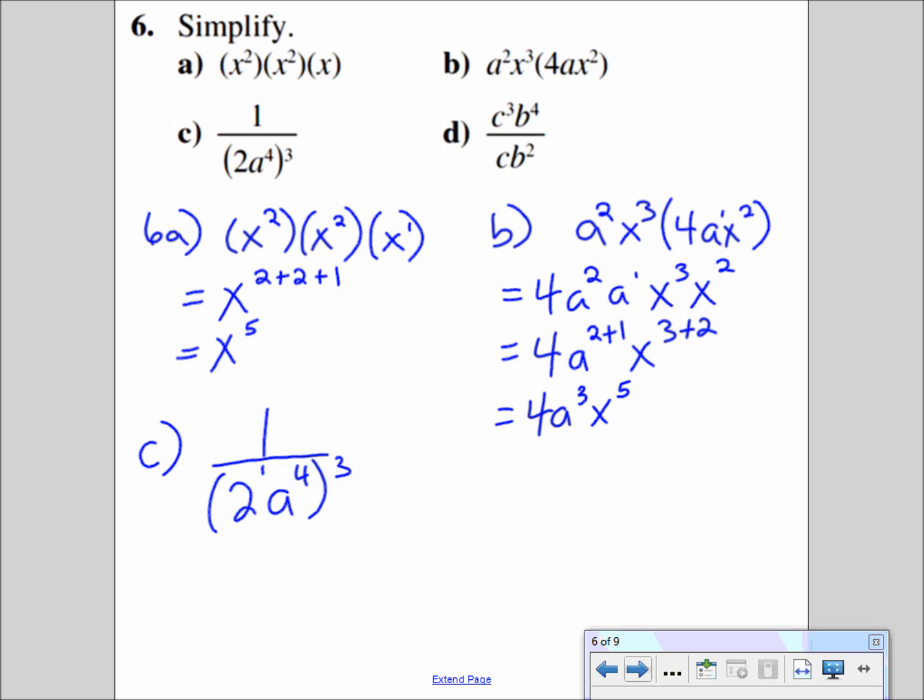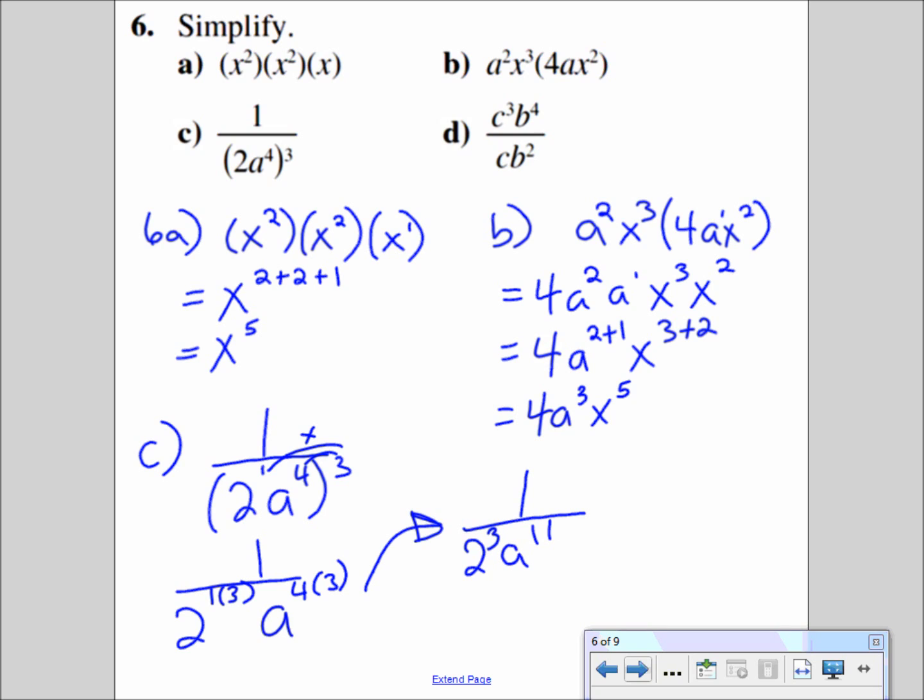The reason that matters is, do you agree that I have a power of a power right now? I have a power of a power, which means it multiplies by the exponent. When you have a number like this, you need to make sure that that multiplies all of them, that both exponents get multiplied. So if you forget that there's a 1 on that 2, you're going to be missing part of the question. So now it's 1 over 2, 1 times 3, right? And a 4 times 3. Again, you don't need to show that step if you don't want, but I'm just doing it so we know where it's coming from. So I get 1 over 2 to the 3, a to the 12, right?